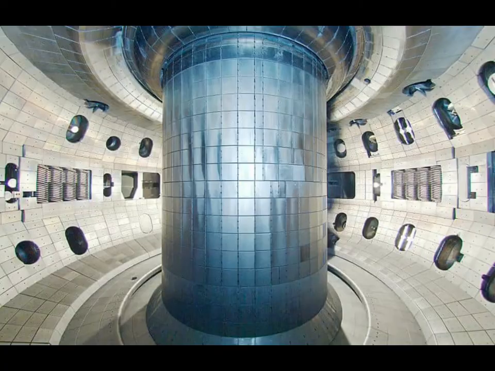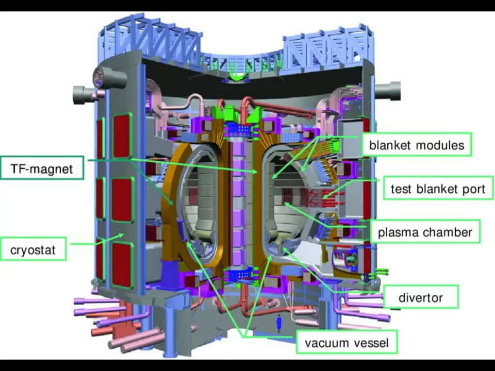As we already know how the tokamak works, we must know the structure of the tokamak. Let's check it out. For the structure of the tokamak, there are five important things that we must know. The first one is the vacuum vessel. The second one is the blanket. The third one is the divertor. The fourth one is the cryostat. And the last one is the magnet.